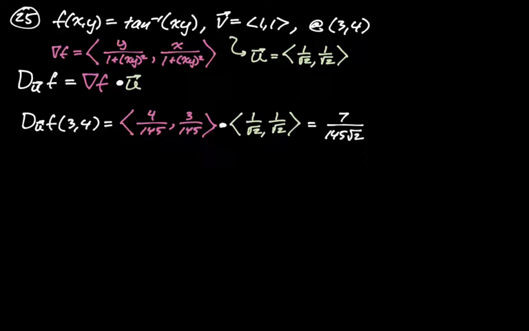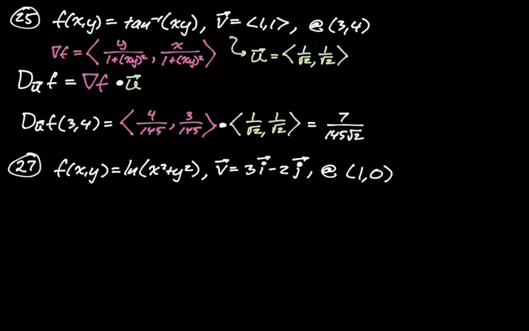All right, number 27 is next. Did a lot of odds, and that's okay. F of xy is the natural log of x squared plus y squared. And our vector is 3i minus 2j, which I'm going to think of as just 3, negative 2. And we're going to evaluate this at 1, 0. Same game plan. Write down your directional derivative. You got to find your partial derivatives because you need the gradient.